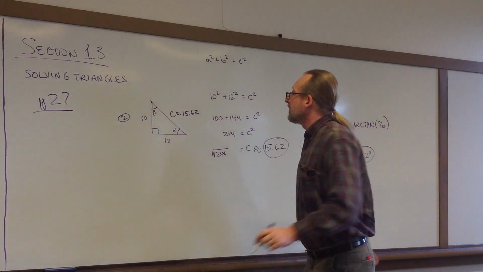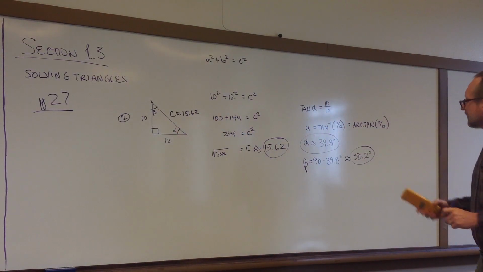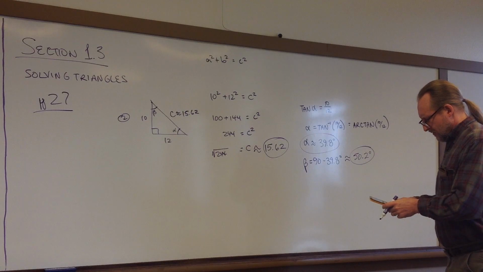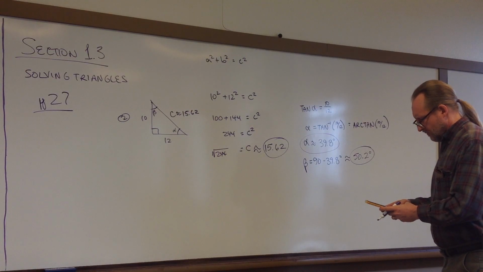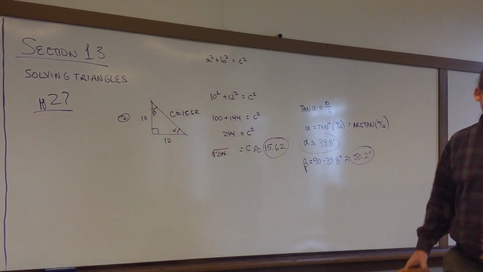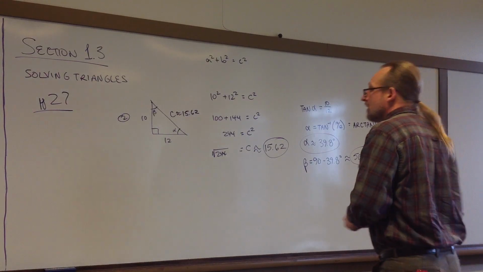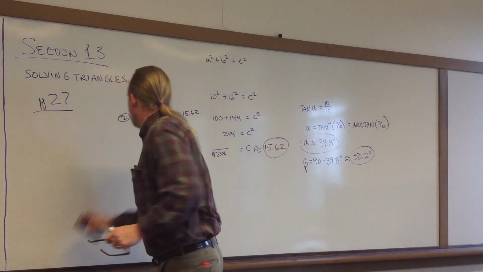We've got a right angle, and we've got all three sides, so our triangle is solved. And also, again, we can do inverse tangent 12 over 10, and that'll give us 50.194, which rounds off to 50.2. All right, that's problem 2.